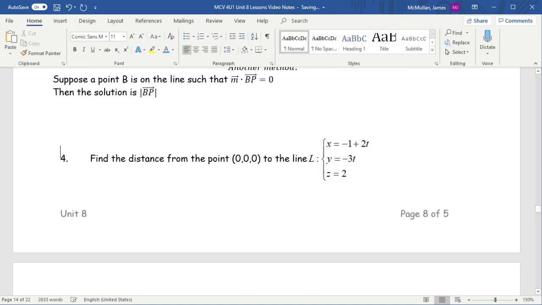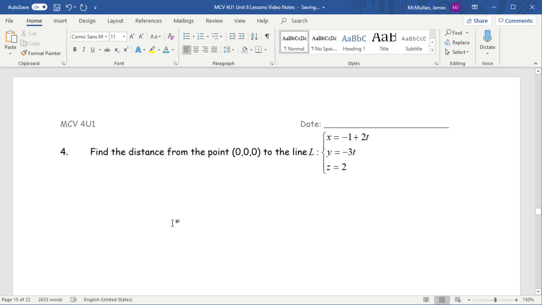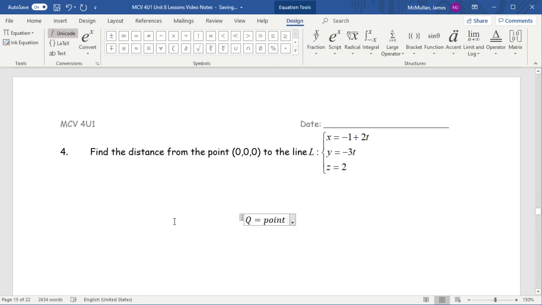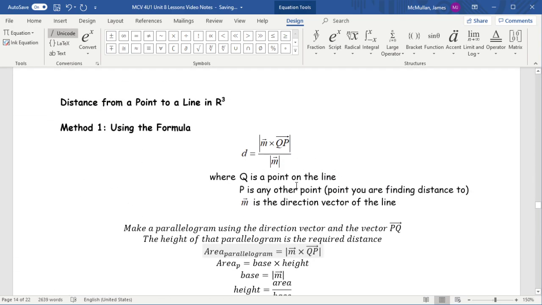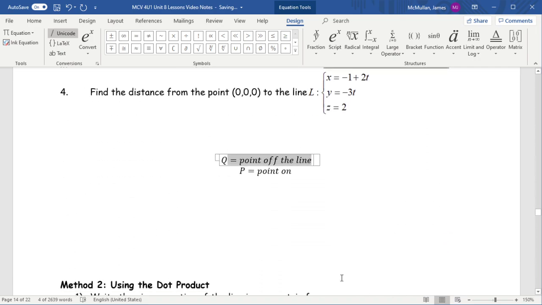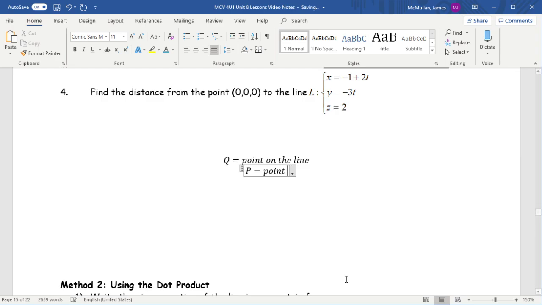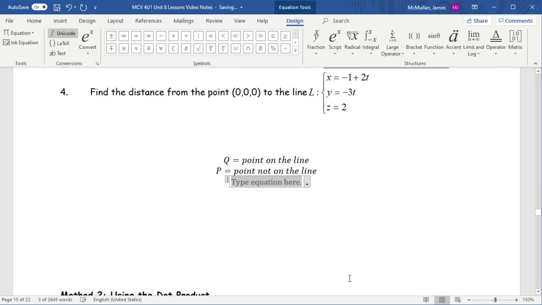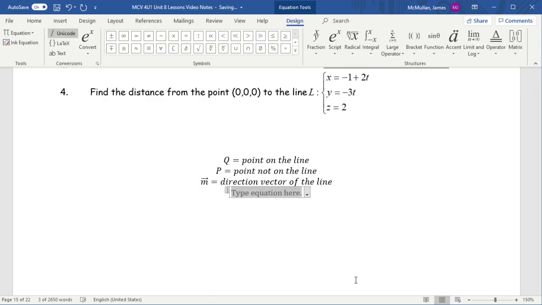Okay, find the distance from this point to this line. Let's see if we can test this. So Q is the point off the line. P is a point on the line. Is that what we decided? No, of course I get this wrong. P is a point not on the line. So in our case, M is the direction vector of the line. And we actually don't even need... well, no, that's not true. Sorry, we do need that. Okay, so what do we need here? M. So let's start with Q.